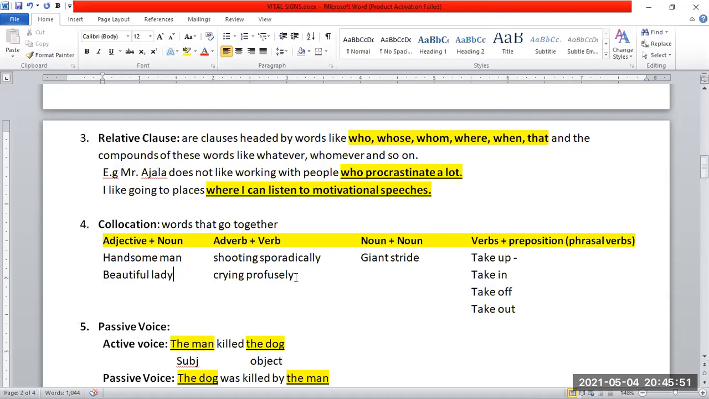Then verb and preposition: take up. You can take up a job, take up a challenge, pick up something, take up something from the floor. All right. So take in is to probably accommodate somebody who is homeless.